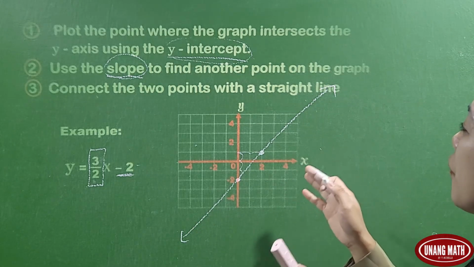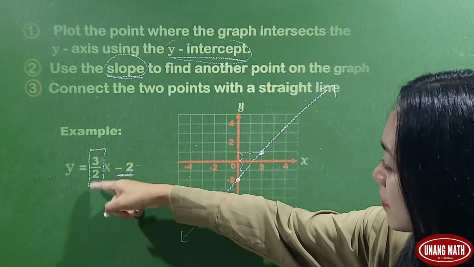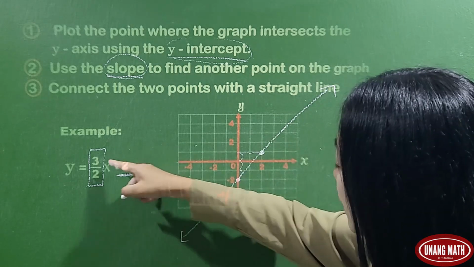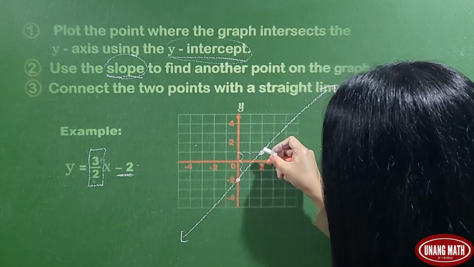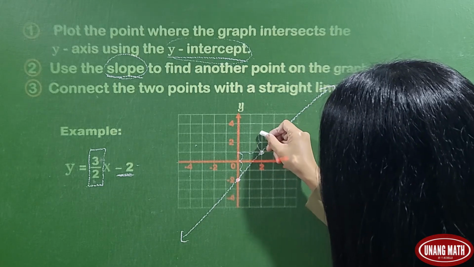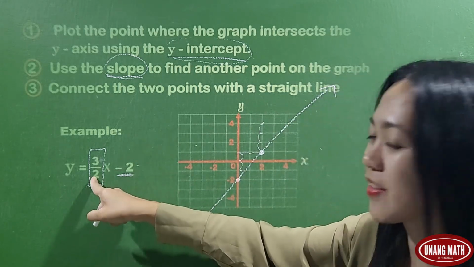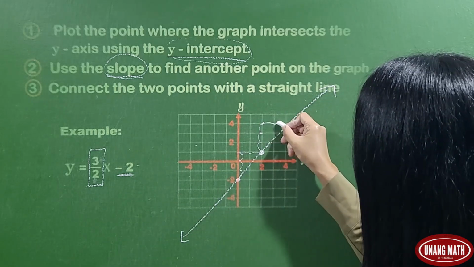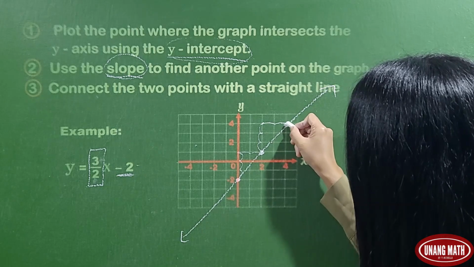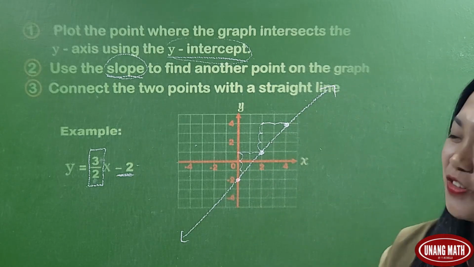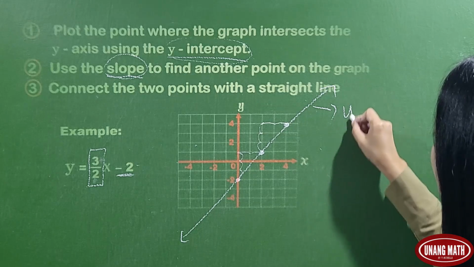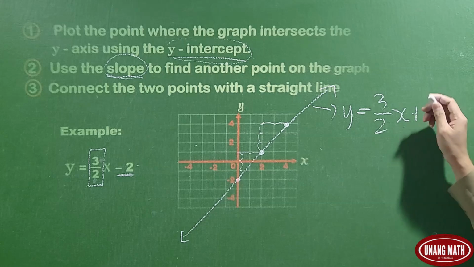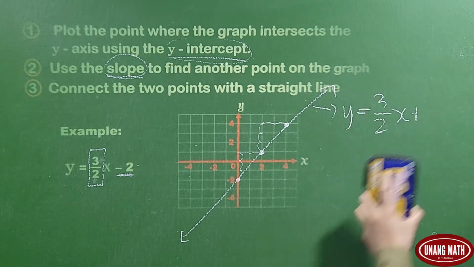If we want to find another point, let's just use this slope. From here, change in y is positive 3, so 3 units going up. So 1, 2, 3. Change in x is positive 2, so 2 units to the right. So from here, 1, 2. Another point is here. So this is the graph of this function y is equal to 3 over 2x minus 2.